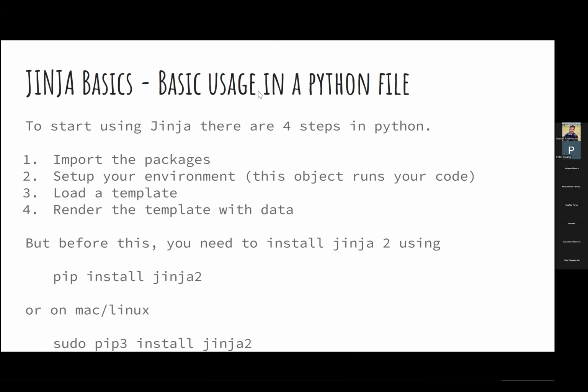Looking at the basic usage in a Python file, to start using Jinja there are four steps in Python. You first import the package, you set up your environment, then you load a template, and then you can render the template with the data. But before you do all of this, first you need to install Jinja2 using pip install Jinja2. If you're on Windows, and if you're on Mac or Linux, you would use this command down here, sudo pip3 install Jinja2.